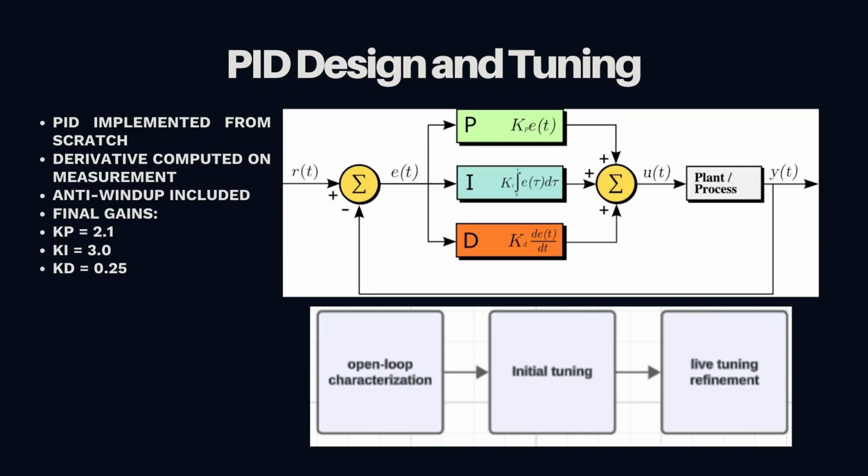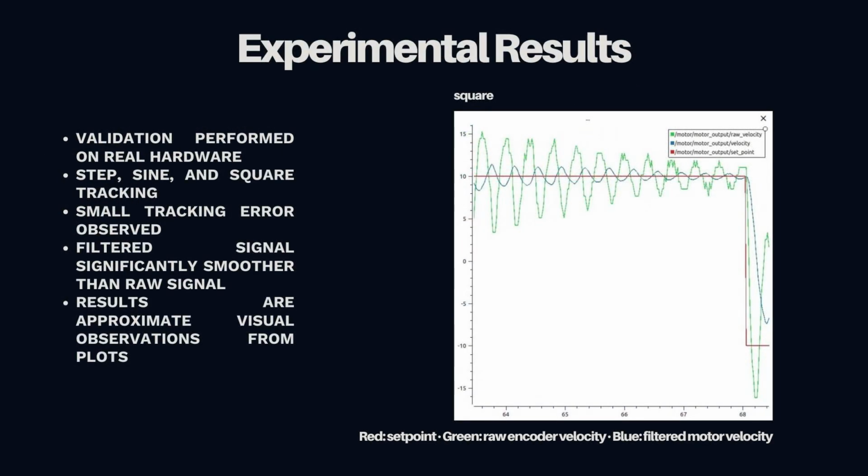The PID controller was implemented entirely from scratch. A key design decision was computing the derivative term on the measured value instead of directly on the error in order to reduce derivative kick during abrupt setpoint changes. We also include anti-windup to prevent excessive integral accumulation during saturation. The final gains obtained experimentally were Kp equals 2.1, Ki equals 3.0, and Kd equals 0.25. These values were refined through live tuning while observing the response in PlotJuggler. All validation in this project was performed experimentally on the real system rather than through a separate simulation model.